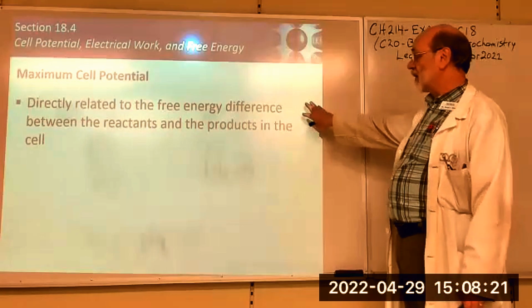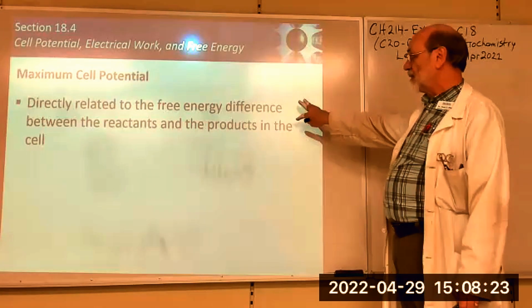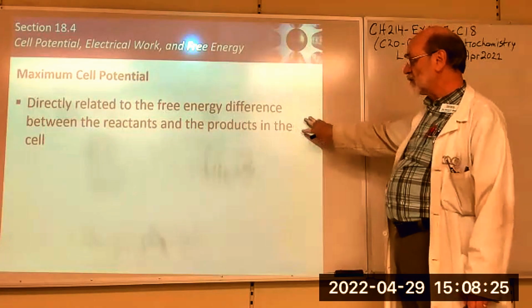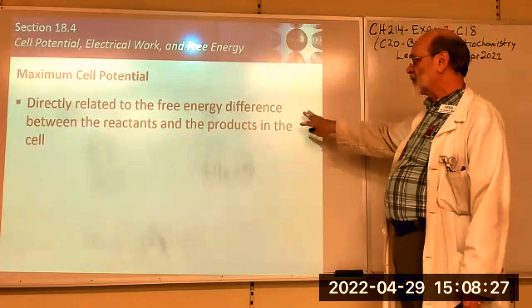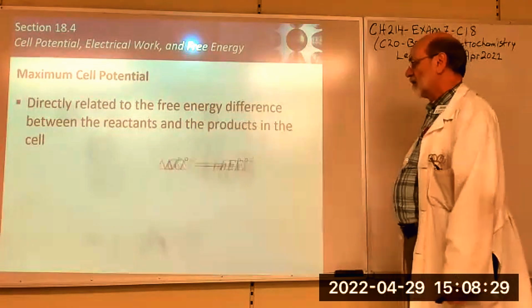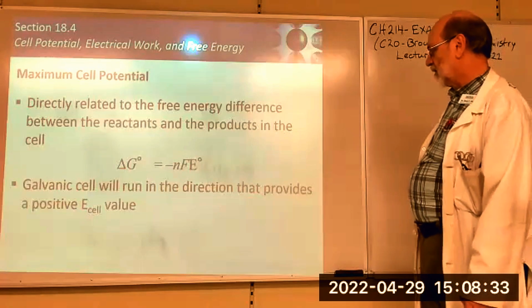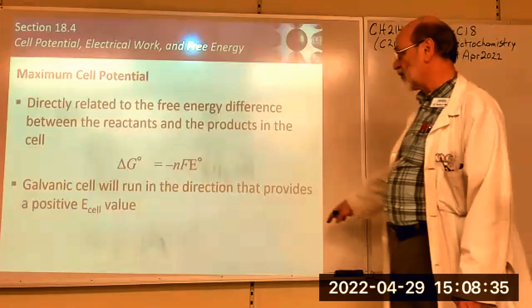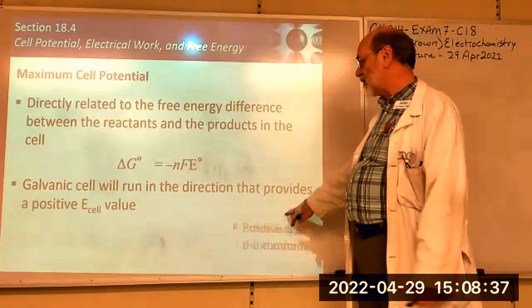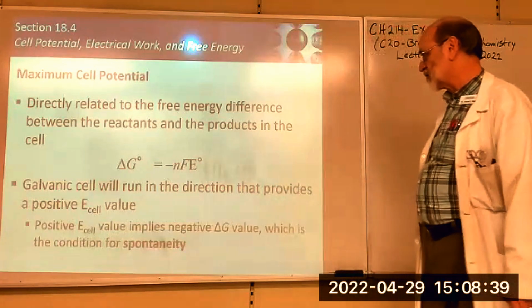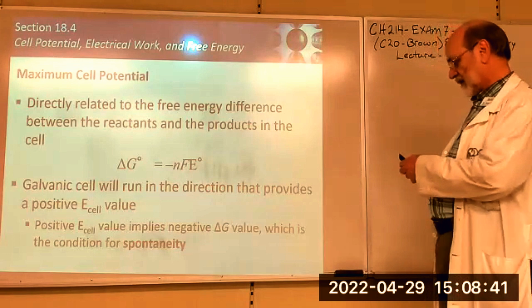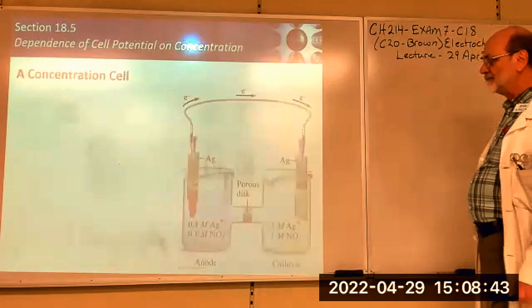Okay, so this maximum cell potential is related to the free energy difference between the reactants and the products. All right, so there's your value. The galvanic cell will run in the direction that provides a positive E value and a negative delta G. That's spontaneous.